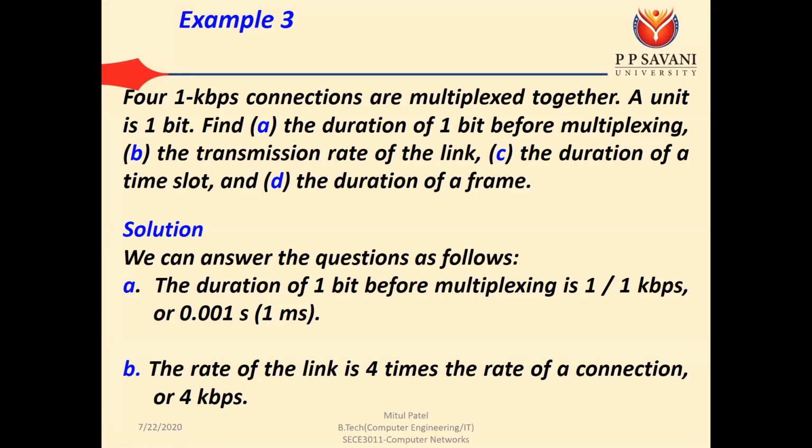The transmission rate of the link is 4 times the input data rate. So input data rate છે આપણો 1 kbps, તો output data rate થશે આપણો 4 kbps. The duration of a time slot, the duration of an output time slot. So input time slot હતો આપણો 1 millisecond. આપણી 4 channel છે, that means 4 connection છે, તો 1/4 millisecond. The output time duration is 1/4 millisecond. The duration of a frame is the same as the duration of the input time slot, that is 1 millisecond.